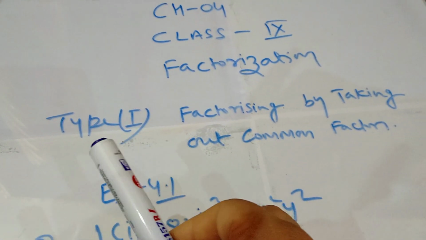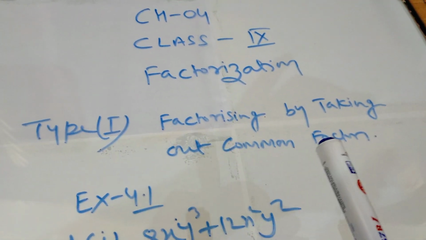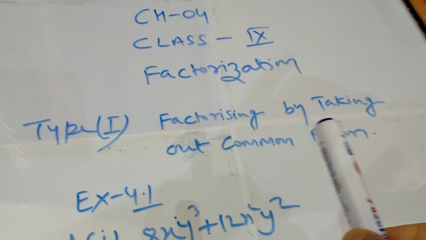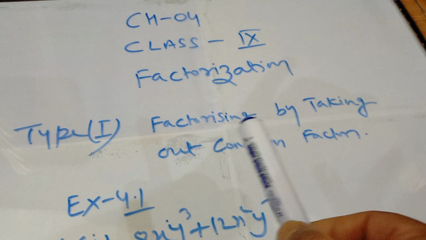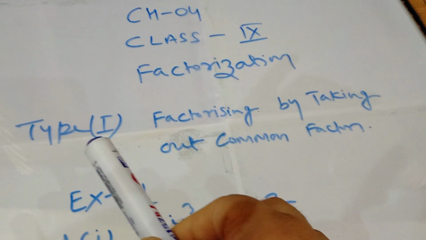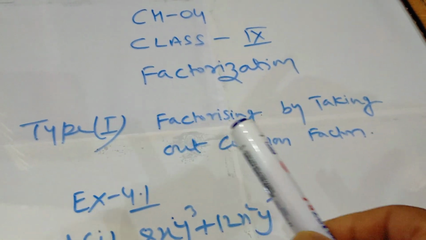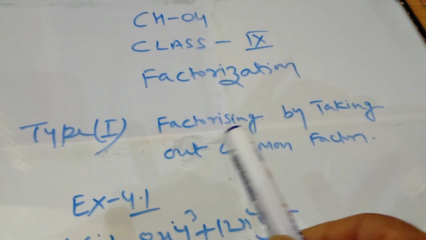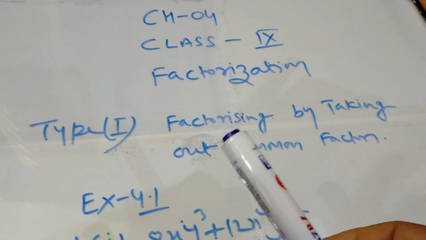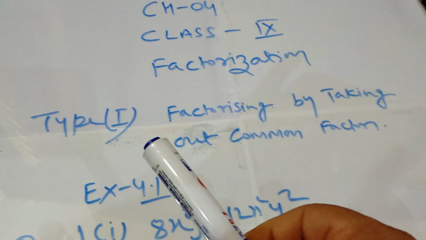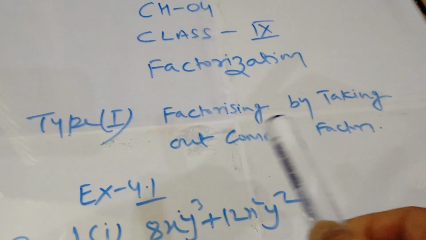Today I will discuss only the first type. Type 1 is factorizing by taking out common factors. It means if you are going to start any factorization, then you have to move through this process first. The first process is you should check whether anything is common in a given question or not. If it is common, then take it out. That is the first step of factorization. In this exercise you will find all the questions where the first type will be implemented.